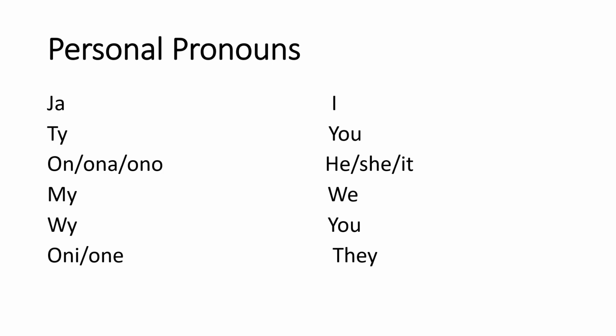So I'm gonna repeat it. Ja, it's I. Ty, it's you. On, he. Ona, she. Ono, it. Ono is for neutral. My, not me, it's we. Wy, you. Oni, one, they. Oni for men. One for female and objects.